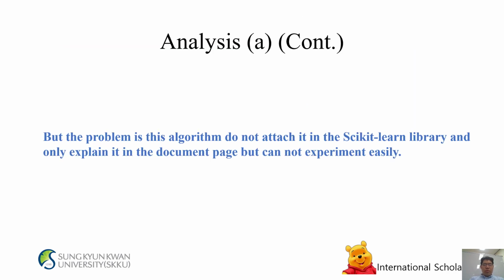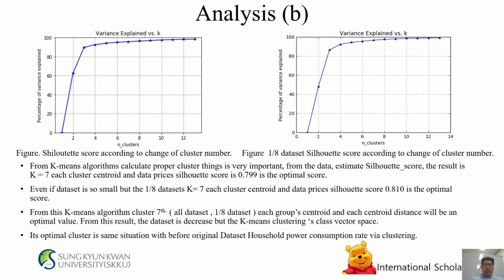The analysis continues, but the problem is that this algorithm is not attached in the scikit-learn library and is only explained on the documentation page, but it cannot be explained easily. Analysis B: figure of the silhouette score according to change of cluster number. Figure for the A for one dataset silhouette score according to change of cluster number.